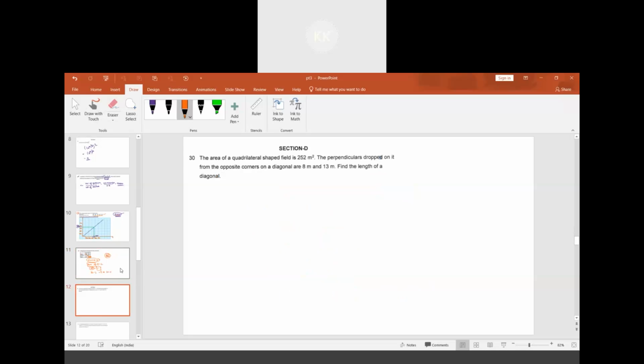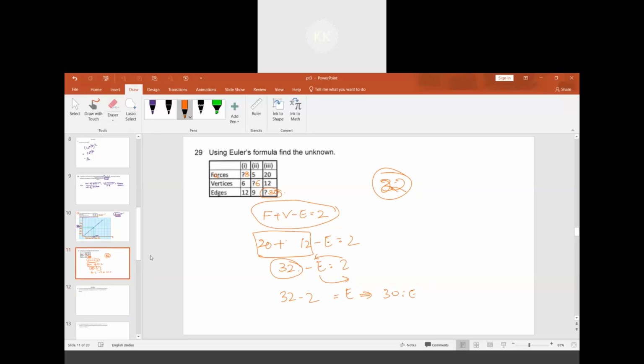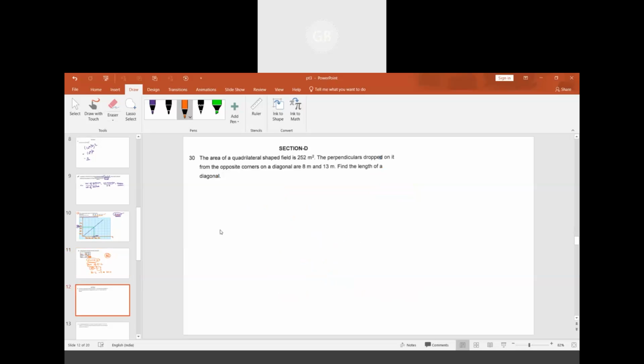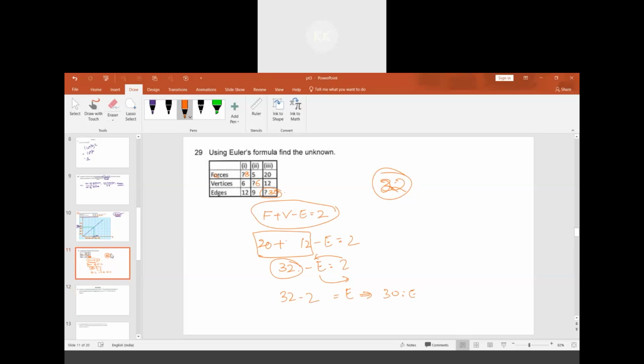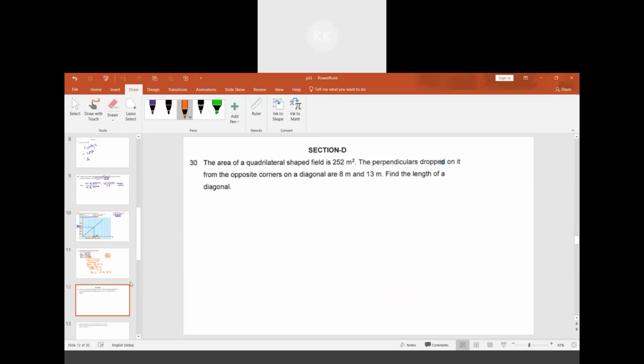Sir, I have taken the formula as F plus V equal to E plus 2. Not an issue. Still we get the same thing here. I was checking that for the formula there are marks. If the formula is written as F plus V is equal to E plus 2, still it is correct.